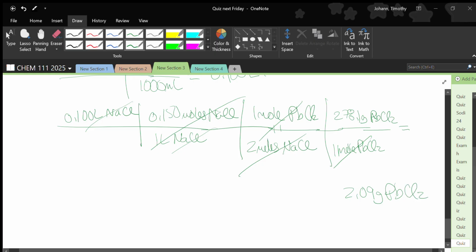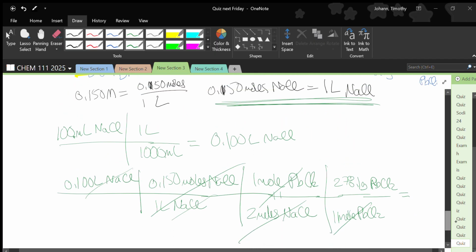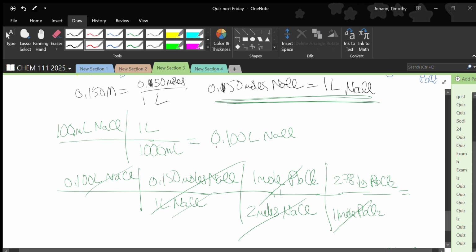Okay? The biggest part of that problem, the rest of it was just kind of all the stuff we normally do. But it was using this molar concentration right there to get from volume to moles. All right?